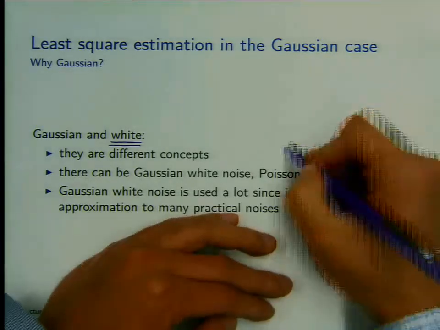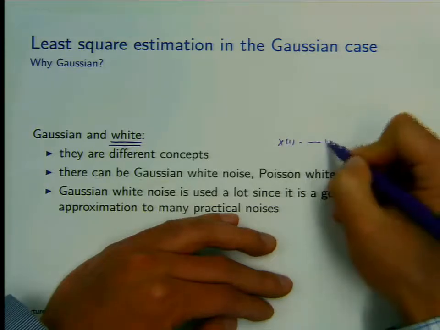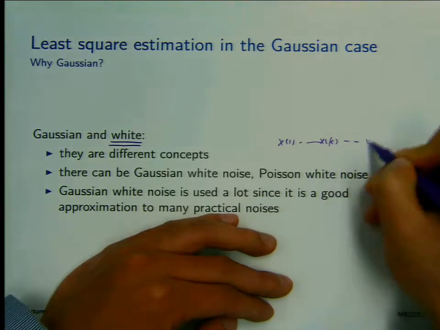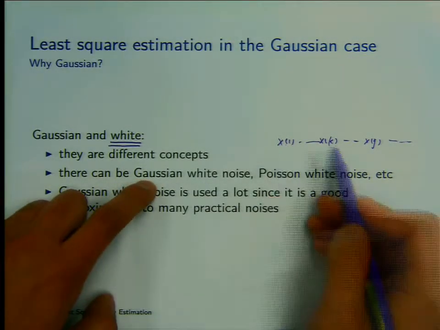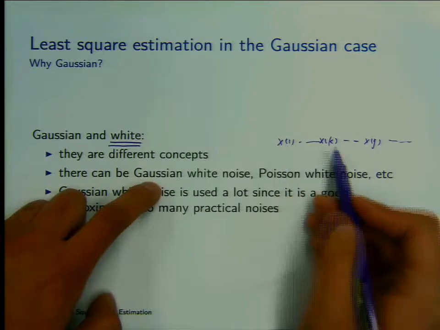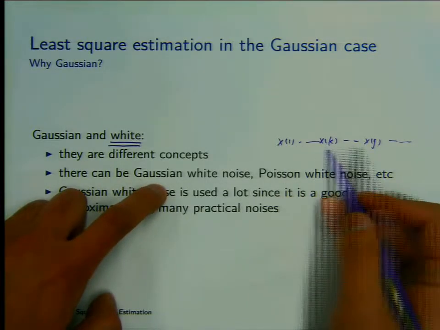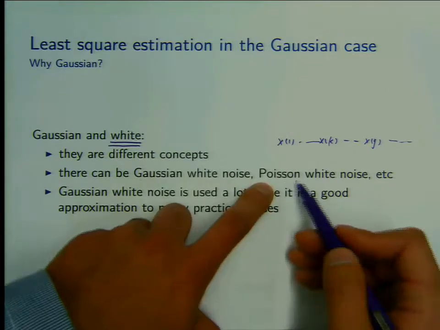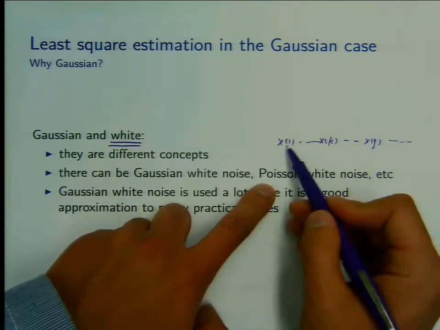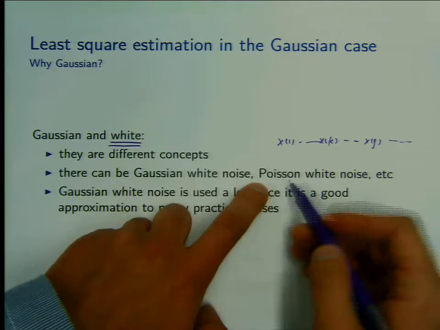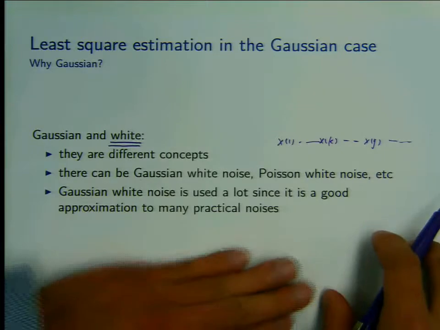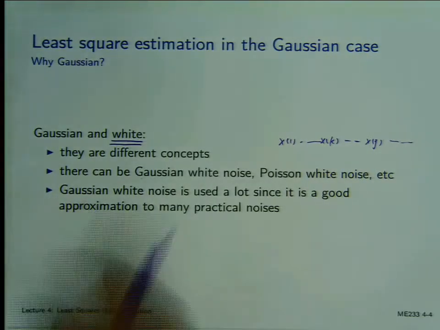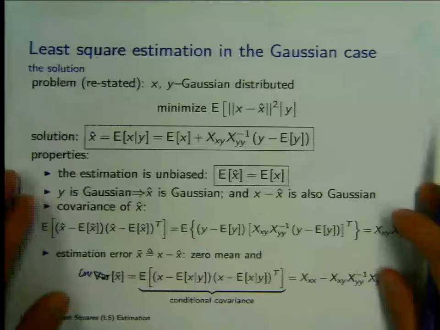In this case, it just means if I have x1, xk, xj, the first case means each of x1, xk, xj is Gaussian. But xk and xj are not related because it's white. And for the Poisson case, it means the distribution of each of them satisfies a Poisson distribution. Okay? So whiteness is talking about something else. We talked about Gaussian white noise. It is used a lot because it's a good approximation for a lot of practical noises.